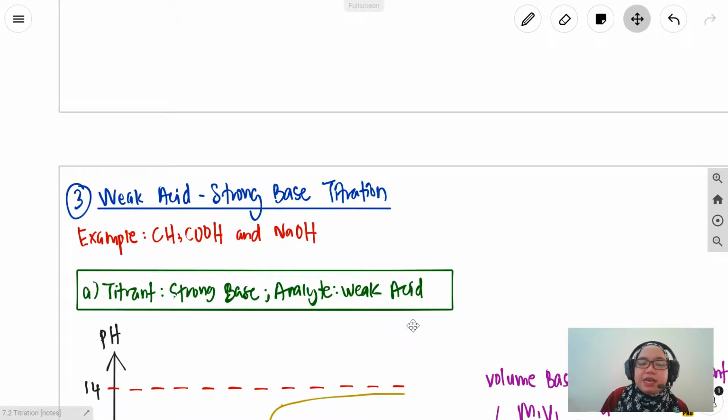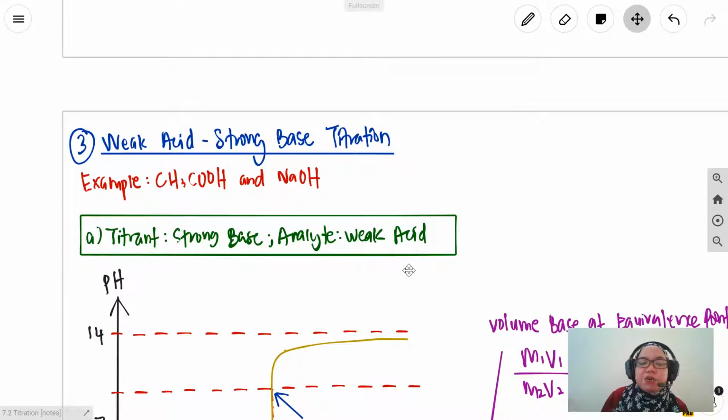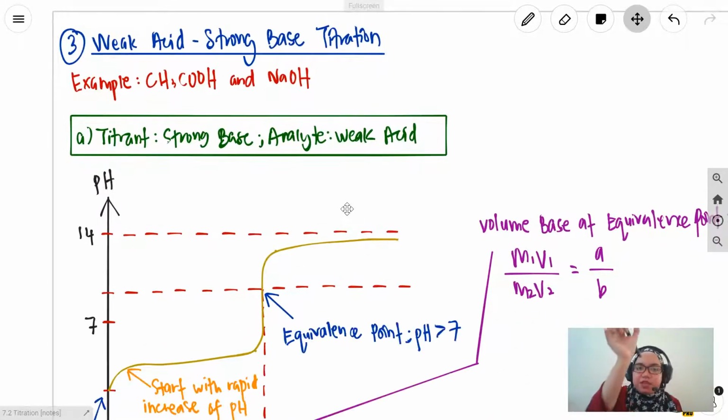Let's look at the titration curve between a weak acid and strong base titration, for example acetic acid and sodium hydroxide, or HCN and sodium hydroxide, or HF and sodium hydroxide. Here the titrant in the burette is a strong base, but the analyte in the conical flask is a weak acid. We titrate strong base into weak acid.